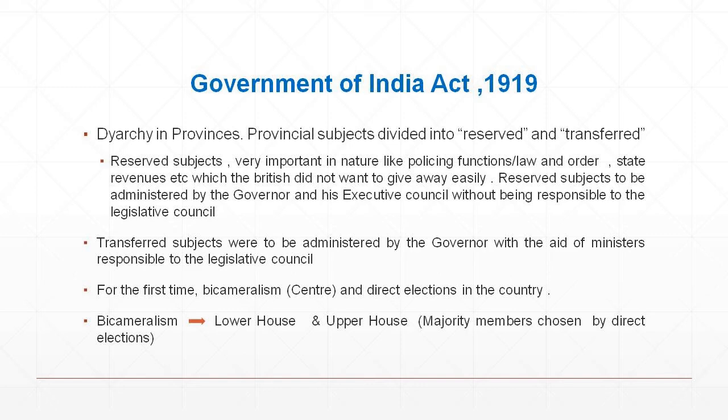Thus, the Indian Legislative Council was replaced by a bicameral legislature consisting of an upper house called the Council of States and a lower house called the Legislative Assembly. The majority of members of both the houses were chosen by direct election. Although they use the word direct election for the upper house, it means that there is a direct election among the people who are elected to the provincial legislatures and not direct election by the people themselves. Whereas for the lower house, there is a direct election by the people.